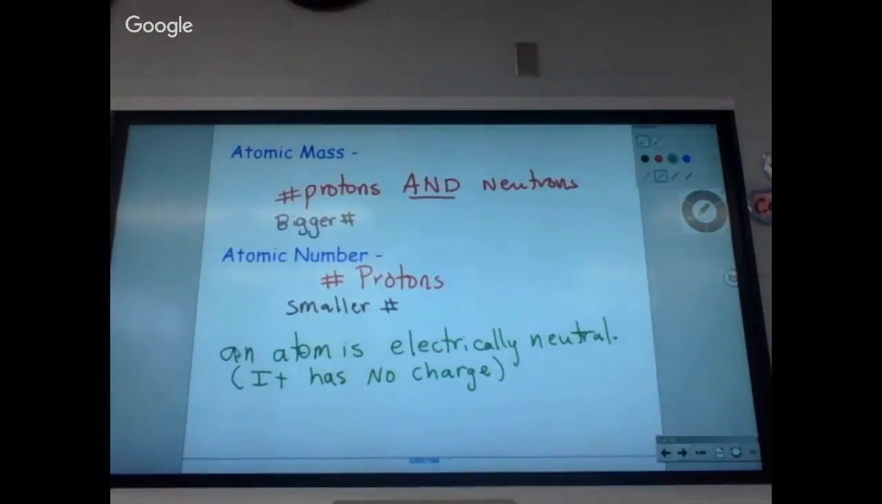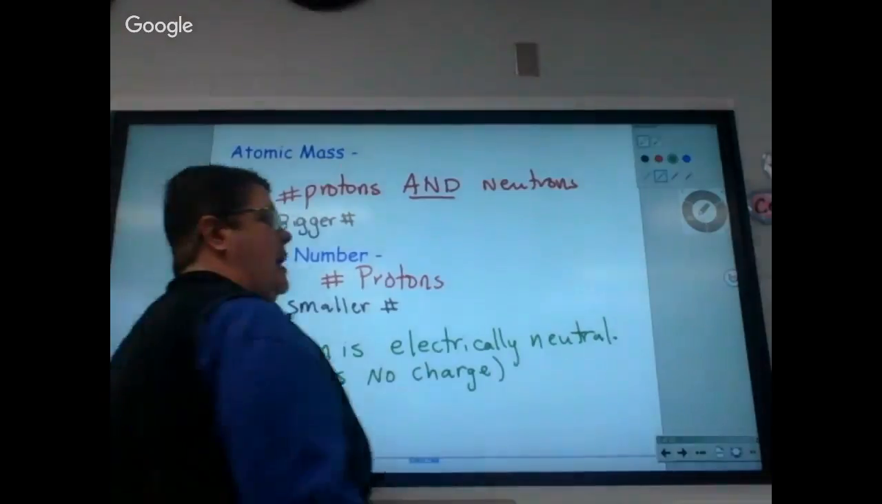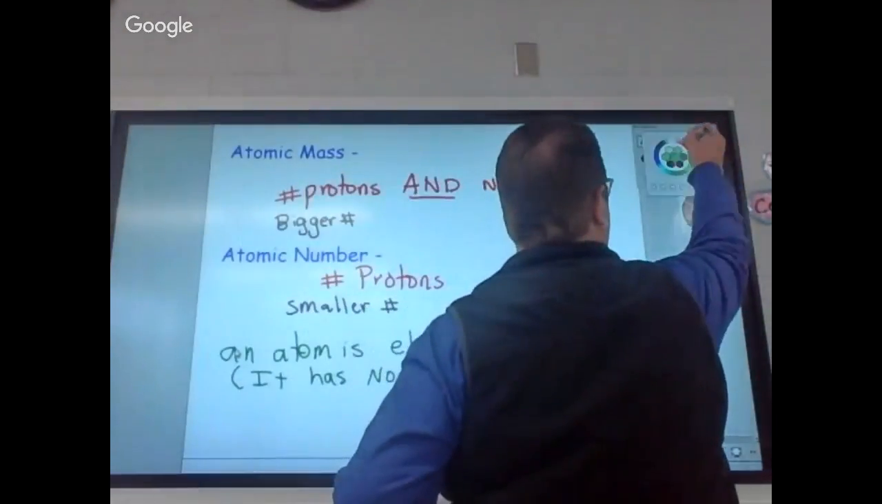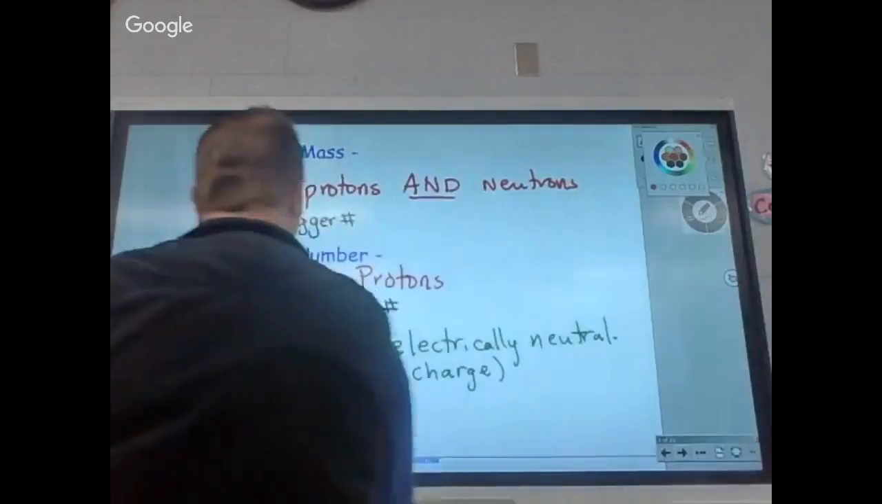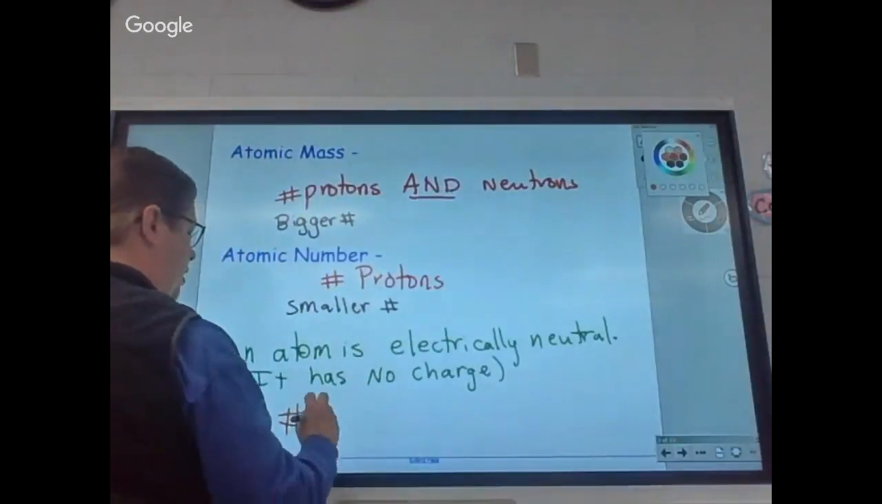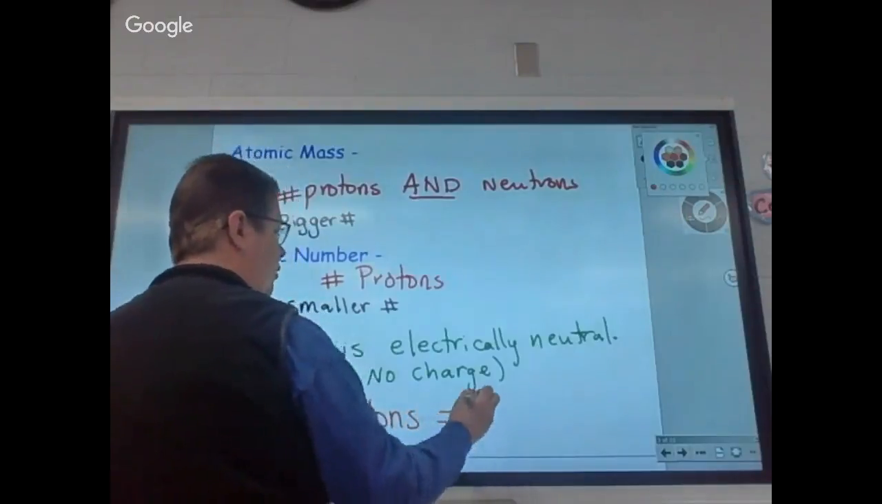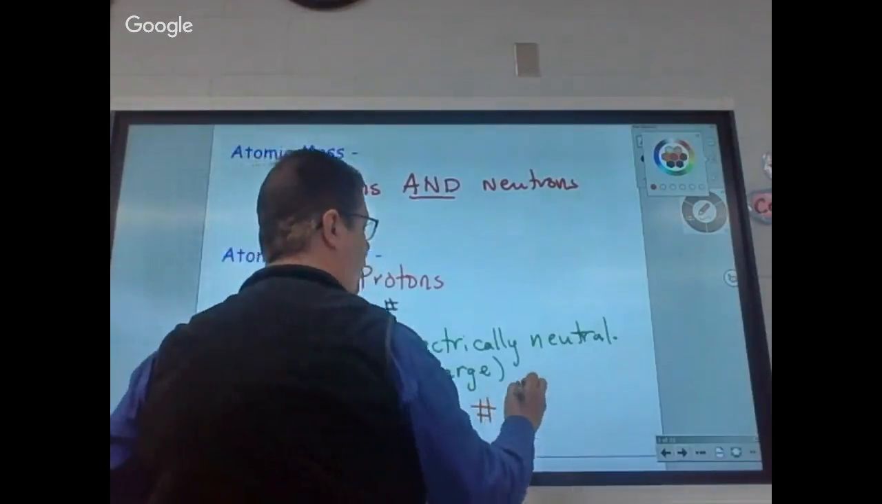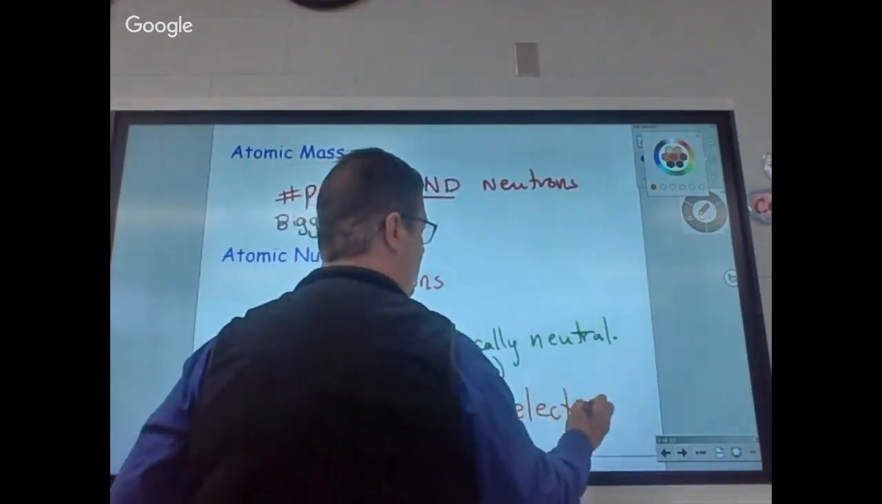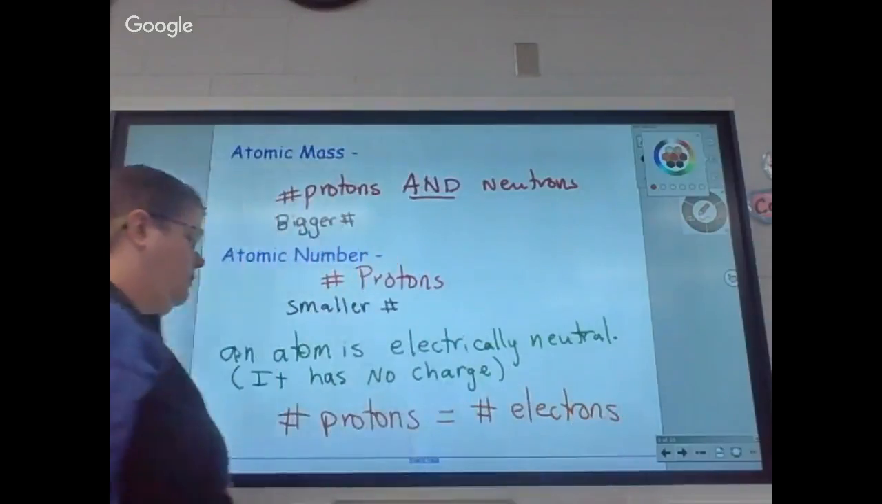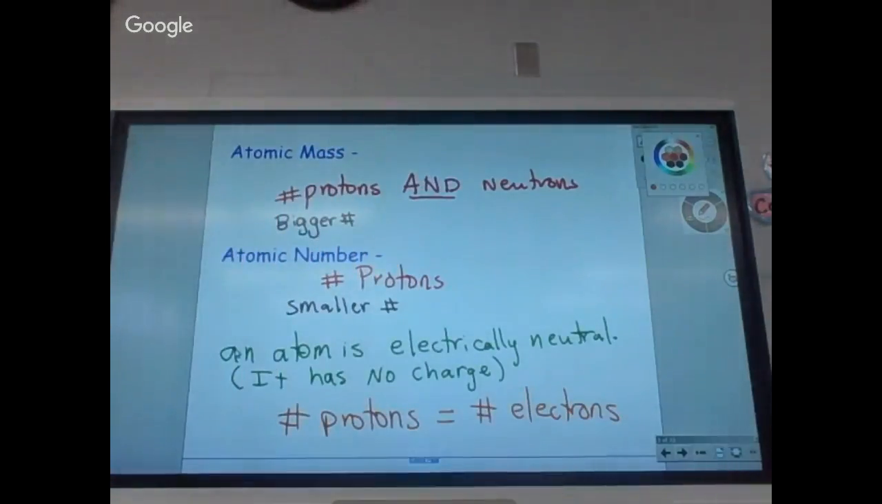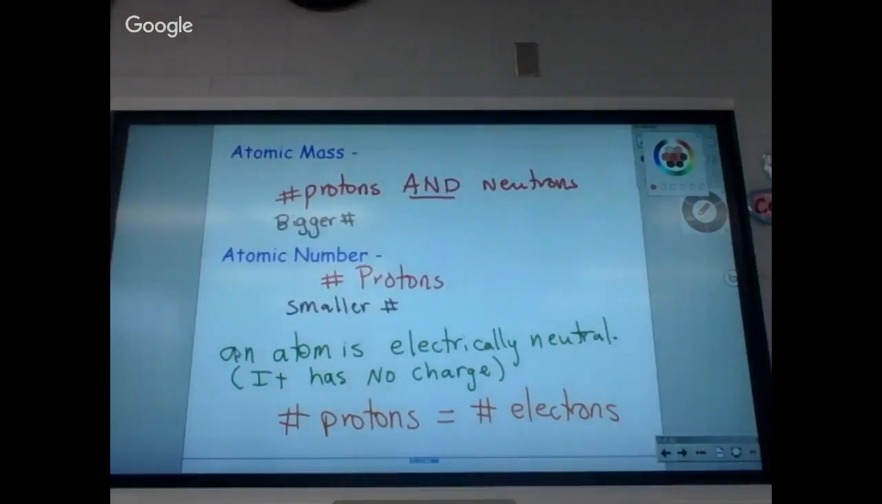Okay? So if the atom has to have the same protons and electrons, the number of protons equal the number of electrons. All right, the number of protons have to equal the number of electrons.